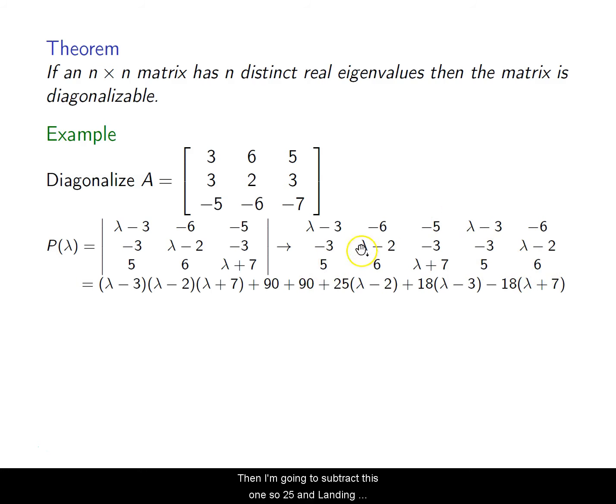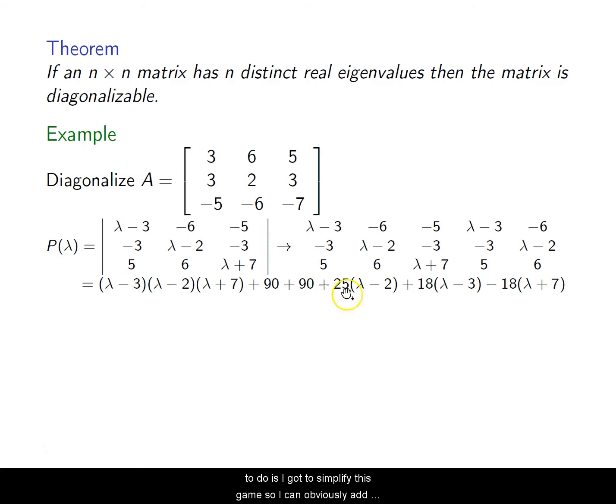And then I'm going to subtract this one, so 25 and lambda minus 2, but there's two negatives. And then negative 18 being subtracted, so it's a positive 18 times lambda 3. And then here's another 18 and lambda plus 7. Okay, so that's where these come from. Again, I'm going to talk through this semi-slowly so you have a chance to write this down as we go through the problem.